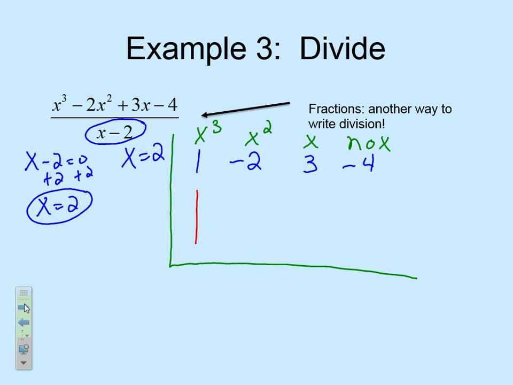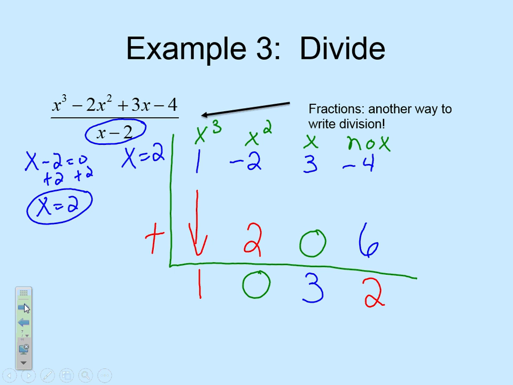Drop this first one like it's hot. So 1. 1 times 2 is 2. Negative 2 plus 2 is 0. 2 times 0 is 0. 0 plus 3 is 3. 3 times 2 is 6, and negative 4 plus 6 is 2.